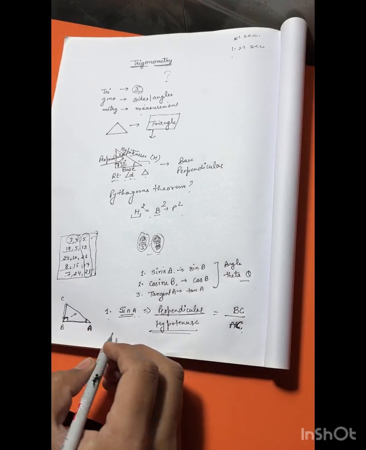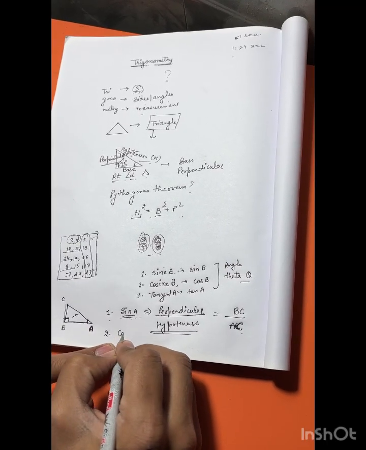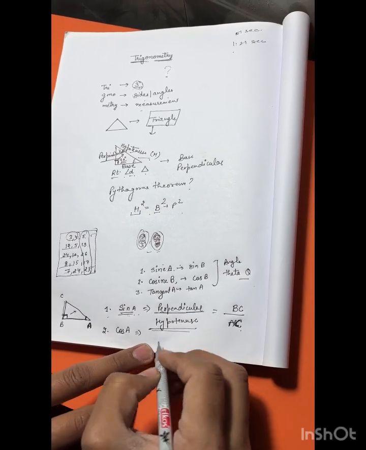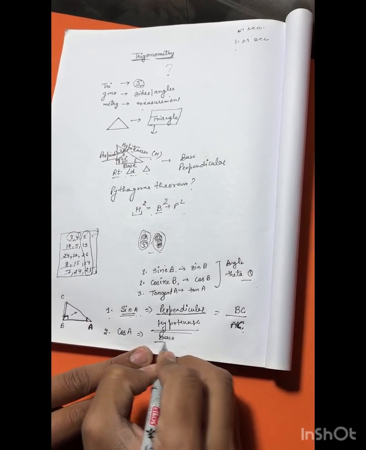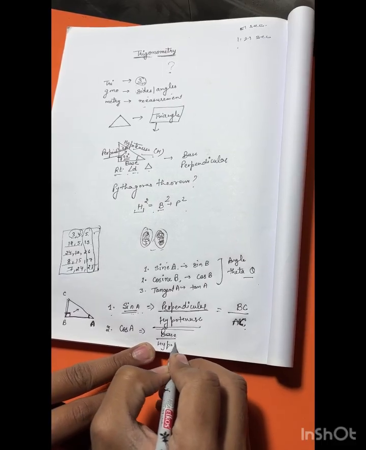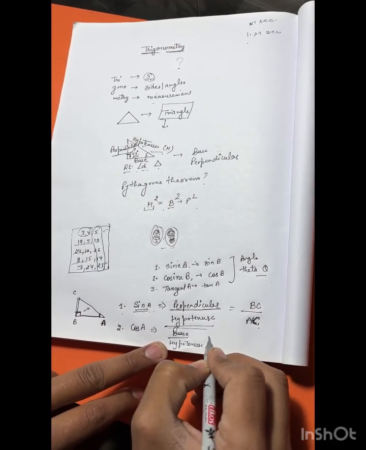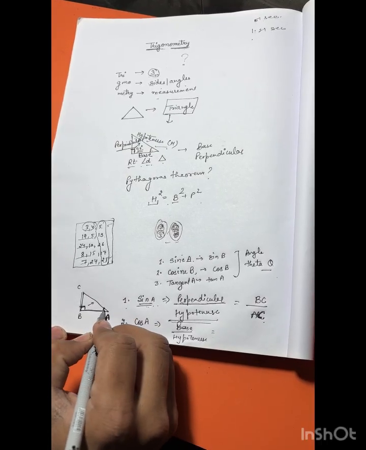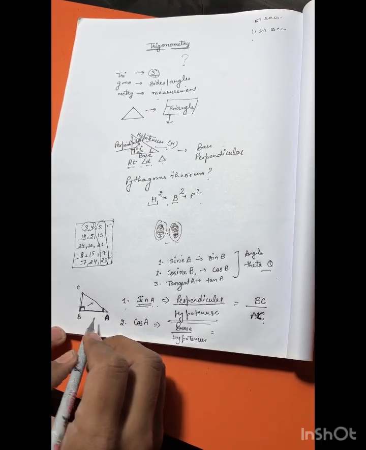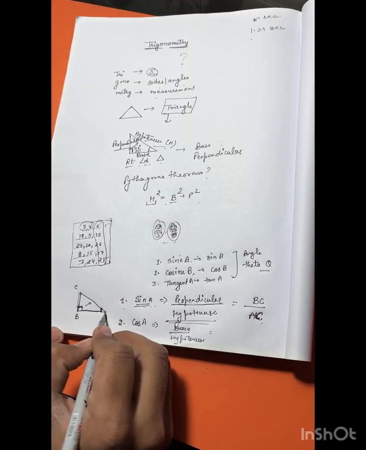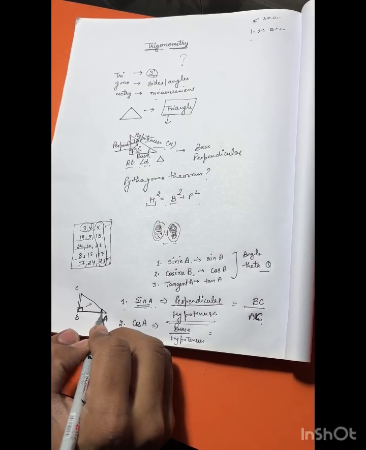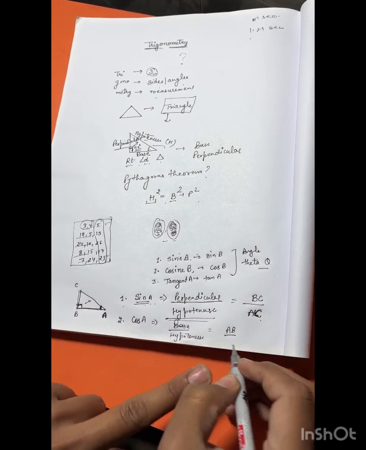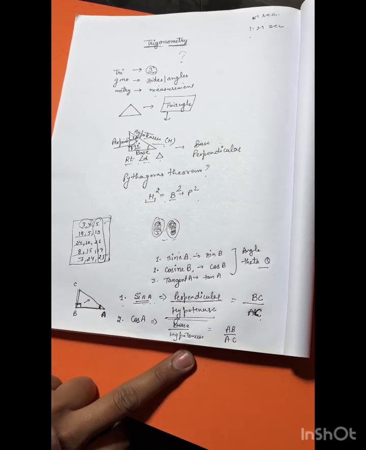Got it? Next, we are talking about cos A, or we can write it as cosine A. So cos is the ratio of base and hypotenuse. Base and hypotenuse. Got it? So what is the base? We are talking about angle A. So which side is its base? I told you earlier, AB is the base for the angle A. So base is equal to AB, and hypotenuse would be the same. That will be AC. Got it?